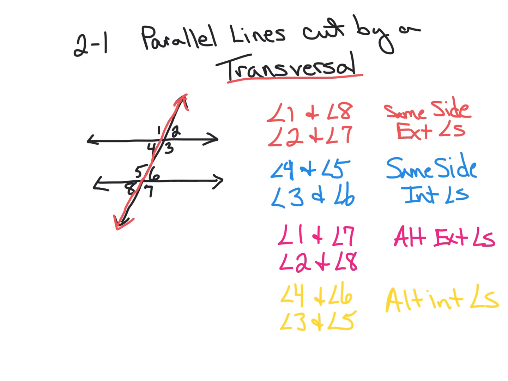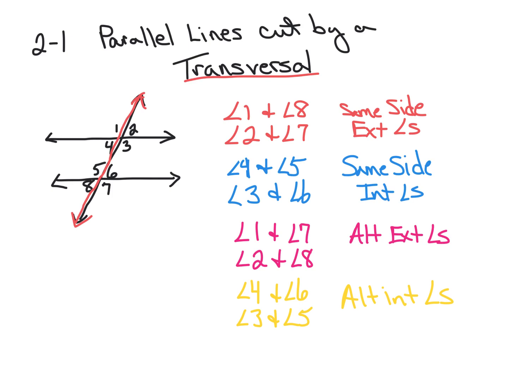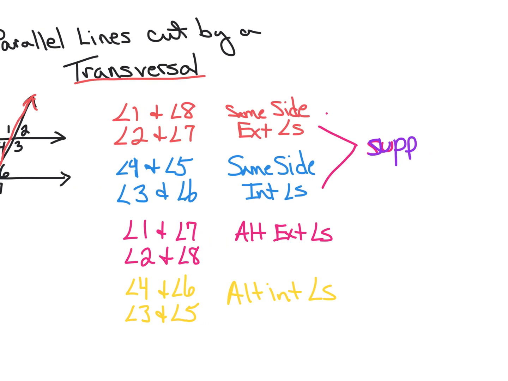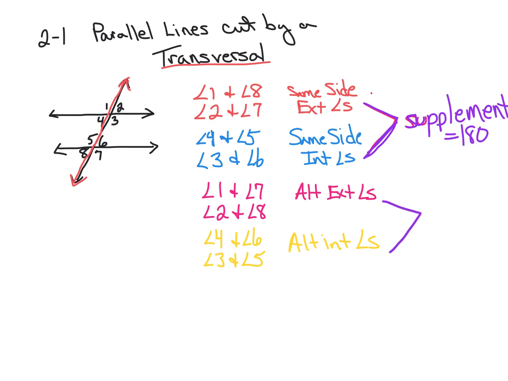Okay, now let's talk about the relationship between these. Same side exterior angles are supplementary. Same side interior angles are supplementary. And if you look, well, I'll show you in a minute. Alternate interior angles and alternate exterior angles are congruent. They equal each other.